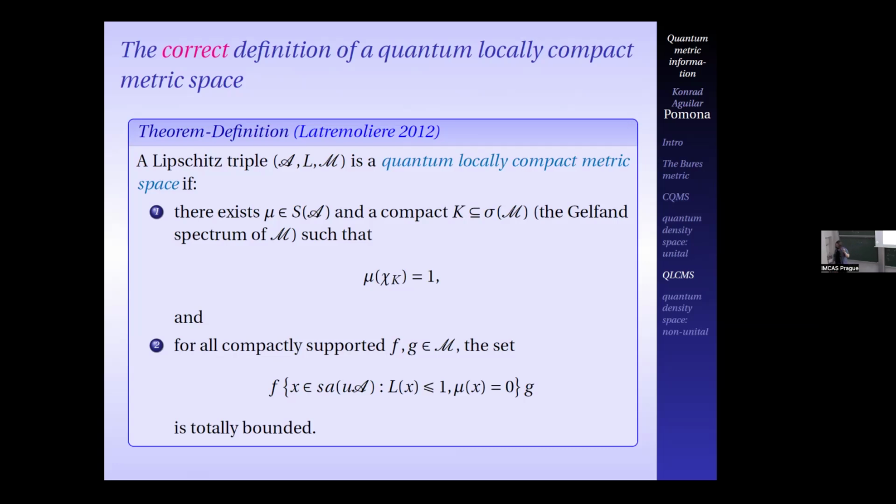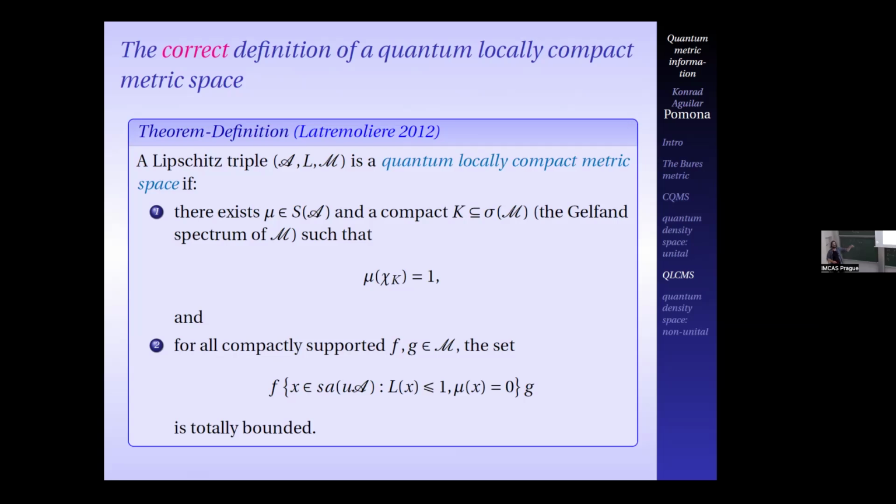At least it sort of captures this philosophy of you're getting enough, quote unquote, compact sets. So first, you start with the Lipschitz triple, and you assume there's a state and a compact set living in the Gelfand spectrum of M, our commutative subalgebra that contains an approximate identity, such that mu at the characteristic function is equal to 1. Of course, here what we mean is that mu is a state on A, so it restricts to a state on C0 of M. Well, we can think of C0 of the spectrum of M.